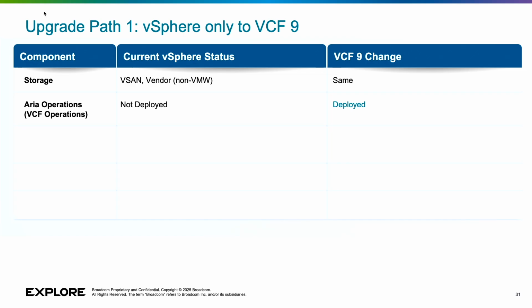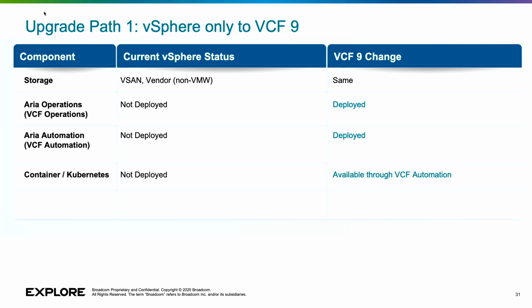If you do not have Aria Operations or VCF Operations in your environment, it actually gets deployed as you move to VCF 9. The same thing for automation as well. If you don't have it in your source environment, it gets deployed. Containers and Kubernetes, no impact. We have a whole lot of capabilities that are available through VCF Automation that you can use. And FIPS, whether it's enabled or disabled, gets enabled during a vCenter upgrade. So here are some of the key things that change when you move from a vSphere-only environment to VCF 9.